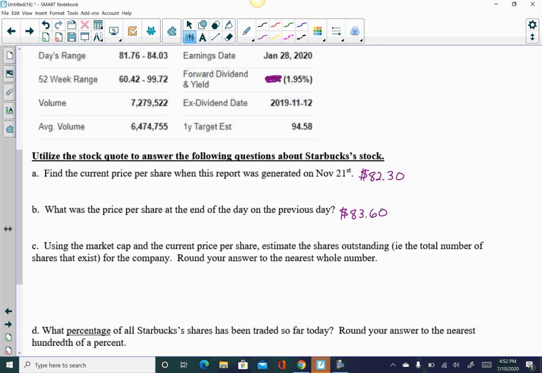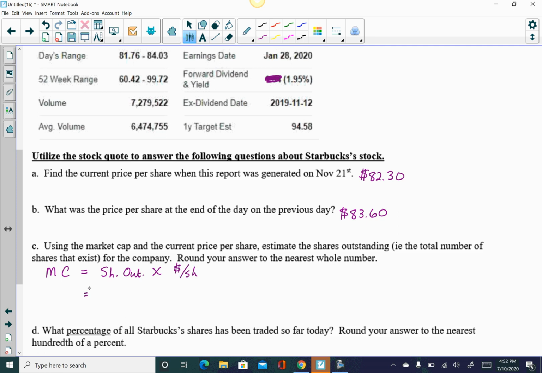$83.60. Part C says, use the market cap and the current price per share to estimate the shares outstanding, i.e. the total number of shares that exist for the company. But they say here to round your answer to the nearest whole number. So I'm just going to utilize that formula that I gave you on the previous page. Your market cap is equal to your shares outstanding times the current price per share.